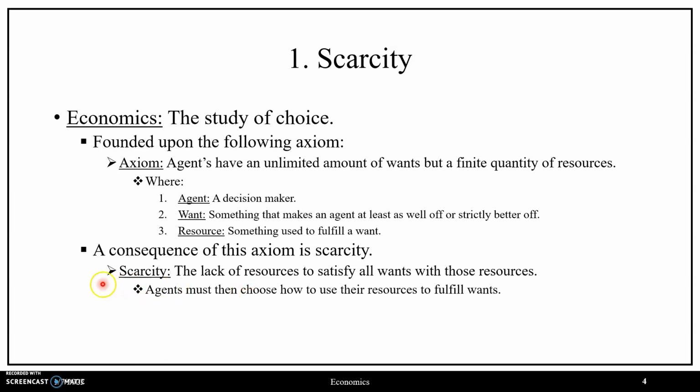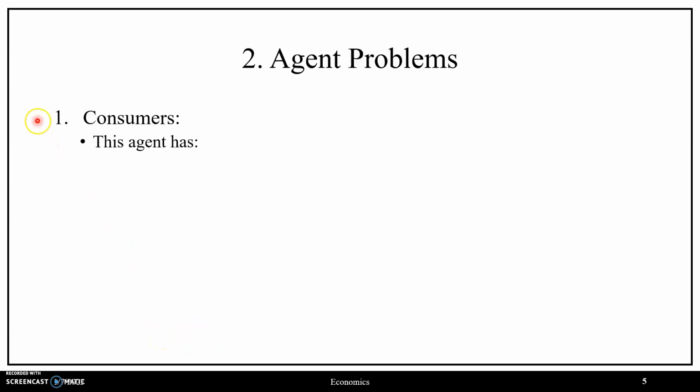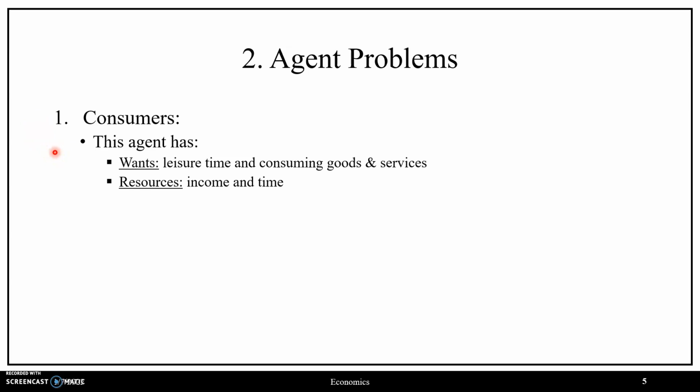Therefore, agents must choose how to use their resources to fulfill wants, where the agent types that we will primarily be interested in are consumers as well as firms. Where, beginning with our consumer agent, this agent has wants in the form of leisure time as well as consuming goods and services, whilst their resources will be income and time.